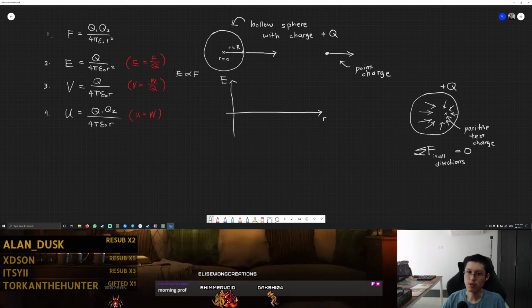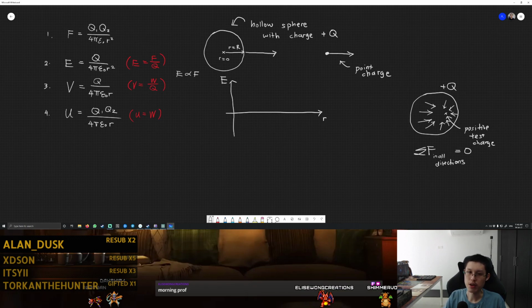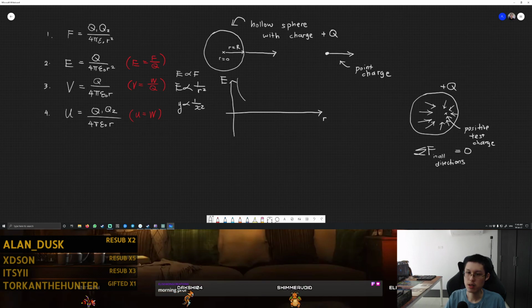So if you want to plot E, you're essentially plotting F. The shape of the graph will be similar to that of F. If you look at F here, the only variable is r. So E is inversely proportional to r squared. You're essentially plotting something like a 1 over x squared graph. So you would expect to get something like this.